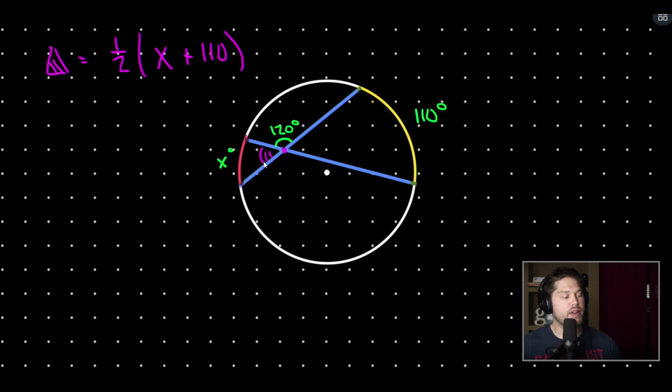But what is the value of our purple angle? Well, it's on a line with this angle marked 120 degrees. Therefore, it is a linear pair and supplementary with 120 degrees. Therefore, my purple angle is 60 degrees. And so now I just simply have to solve for x. What times 1/2 equals 60? Well, 120 times 1/2 is 60 degrees. Therefore, x must be equal to 10 degrees.